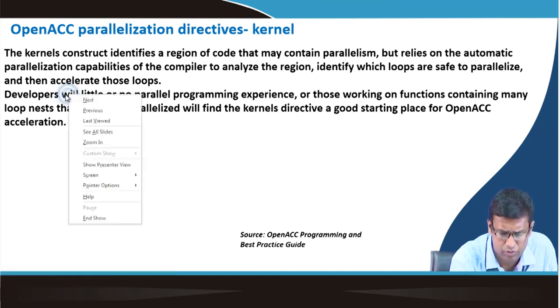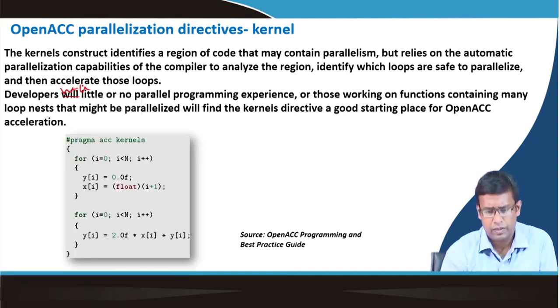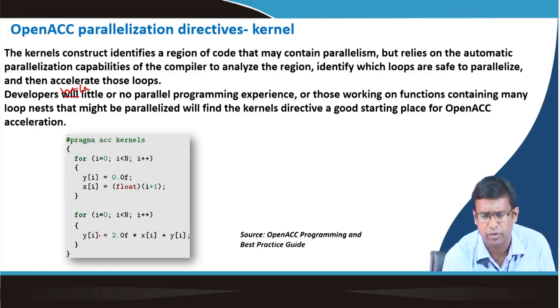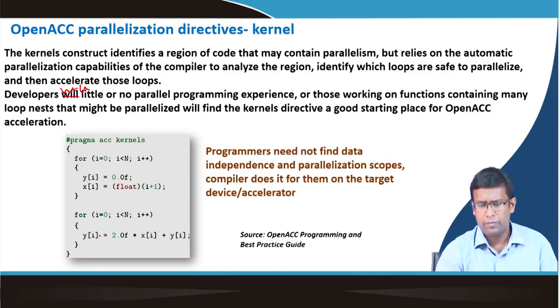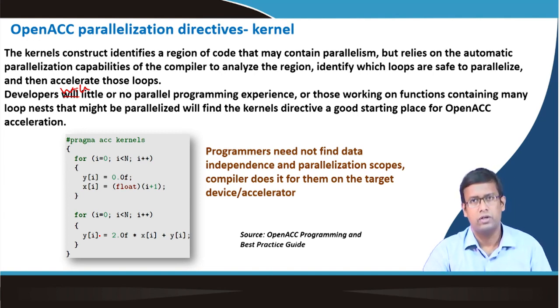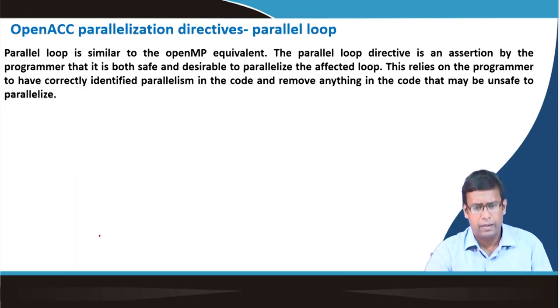So this is for developers with pragma acc kernels, where there are many parallel loops. It will try to see which of the loops can be parallelized. Programmers need not find data independence and parallelization scopes. The compiler will do it for the target device or accelerator. So you just write pragma acc kernels, and it will take care of the rest.